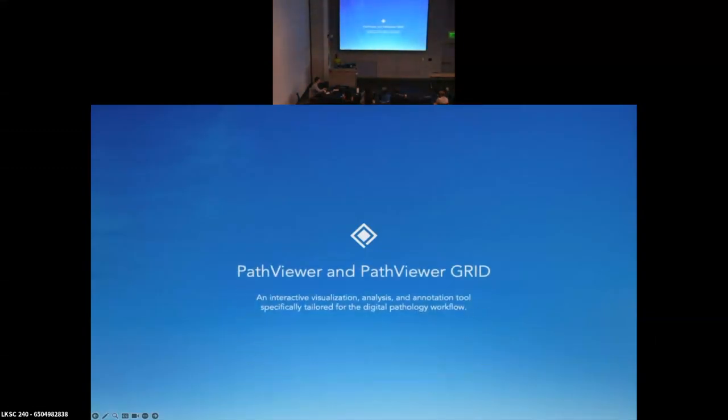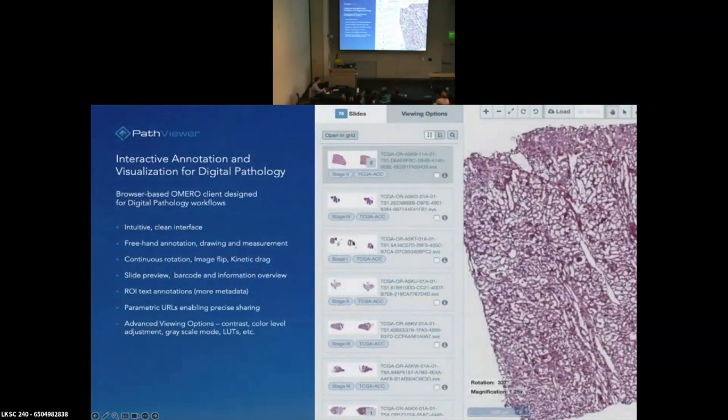The first one that I want to talk about is PathViewer and PathViewer Grid. This is a browser-based visualization tool that allows you to view your images, analyze your images, and annotate your images, and it is specifically tailored for the digital pathology workflow. If you've ever worked with OMERO before, you might know that it aims to be as platform agnostic or domain agnostic as possible. It's meant to be very open and interoperable. You can put whatever kind of image data you want into it. But when you're doing a pathology review workflow, there are some specific assumptions that you have about the kinds of imaging data that you're working with and what you're doing with those images.